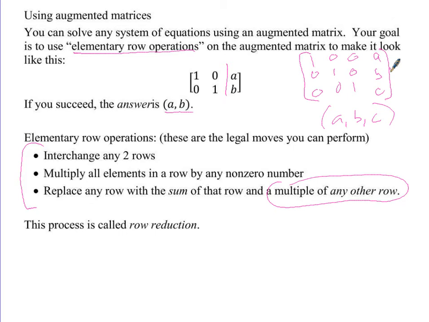Those three operations that we're doing here are the process of row reduction. And all you're going to do is turn your augmented matrix, the original coefficient matrix that has the answers tacked on in the end, into something that looks like that. And as soon as you do, then you have your answer.